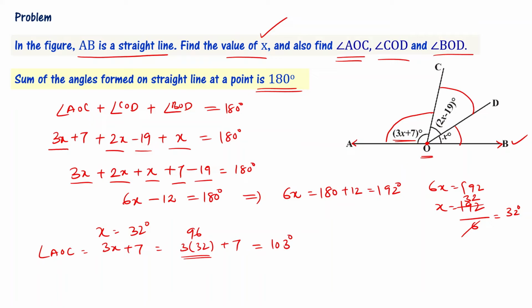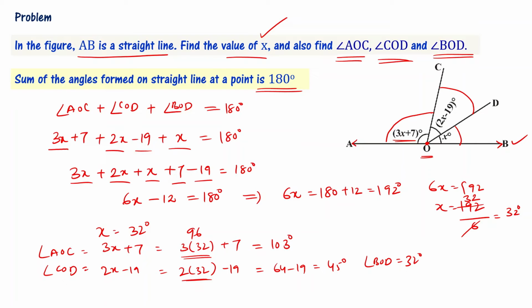And angle COD is 2x minus 19, right? 2x minus 19 can be written as 2 into 32 minus 19. That can be written as 64 minus 19, right? So this is equal to 45 degrees. Now the third one we already know, x equal to angle BOD equal to 32 degrees.